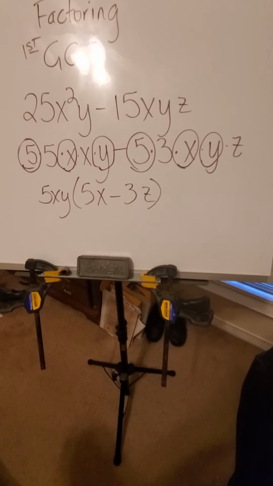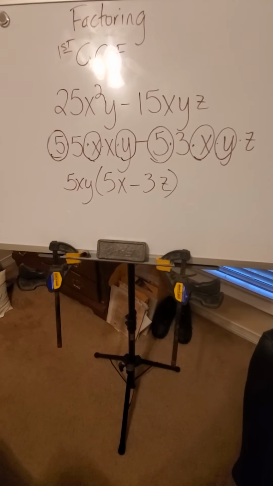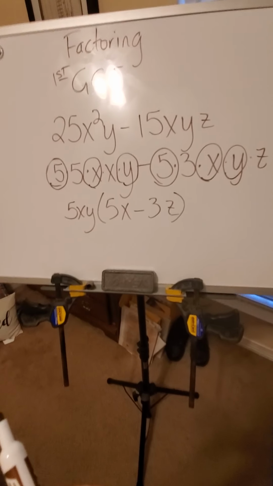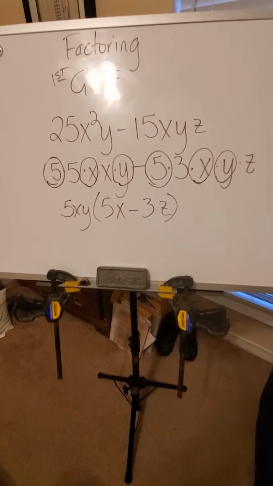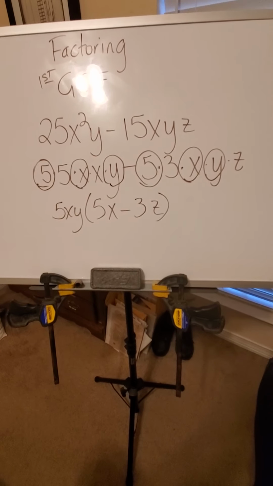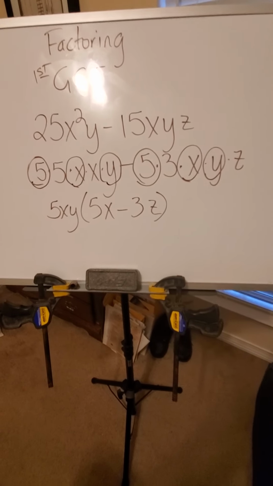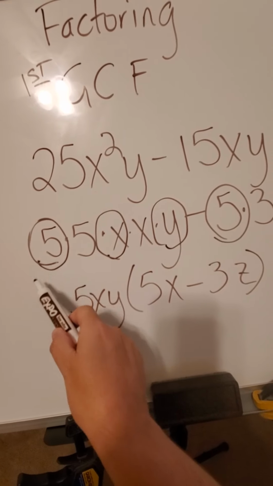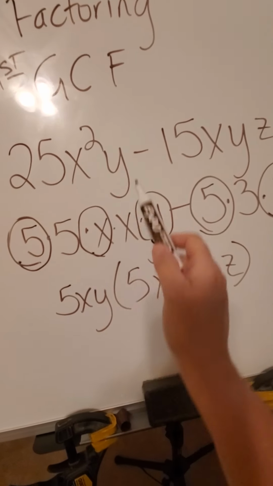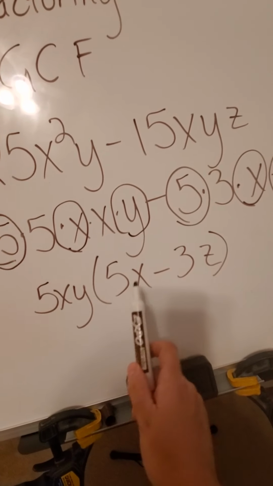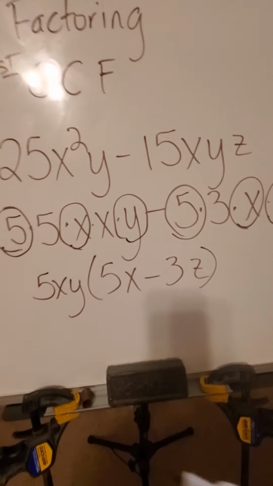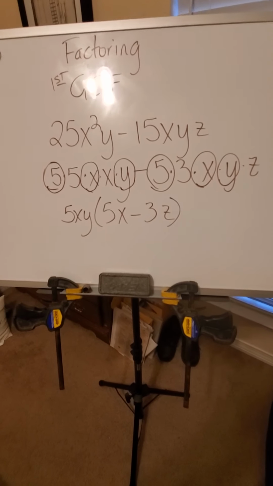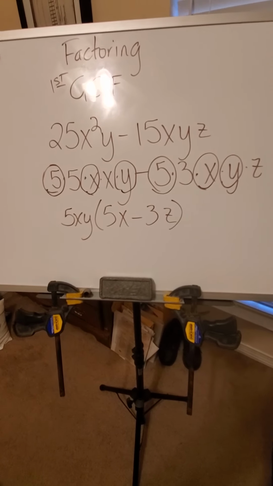Kind of like when we did the simplest radical. Whatever pairs didn't get circled stayed on the inside. Same concept. This kind of helps people. Some people are real good, and I don't know where you are. Some people can look at this and say, oh, I know 5 will go into both of those, so I'm going to pull out a 5. They both have 1 x, and they both have a y, and that leaves me with 5x minus 3z. If you can do that, awesome. But if you struggled with that, that's the best way to do GCF. I hope that helps.